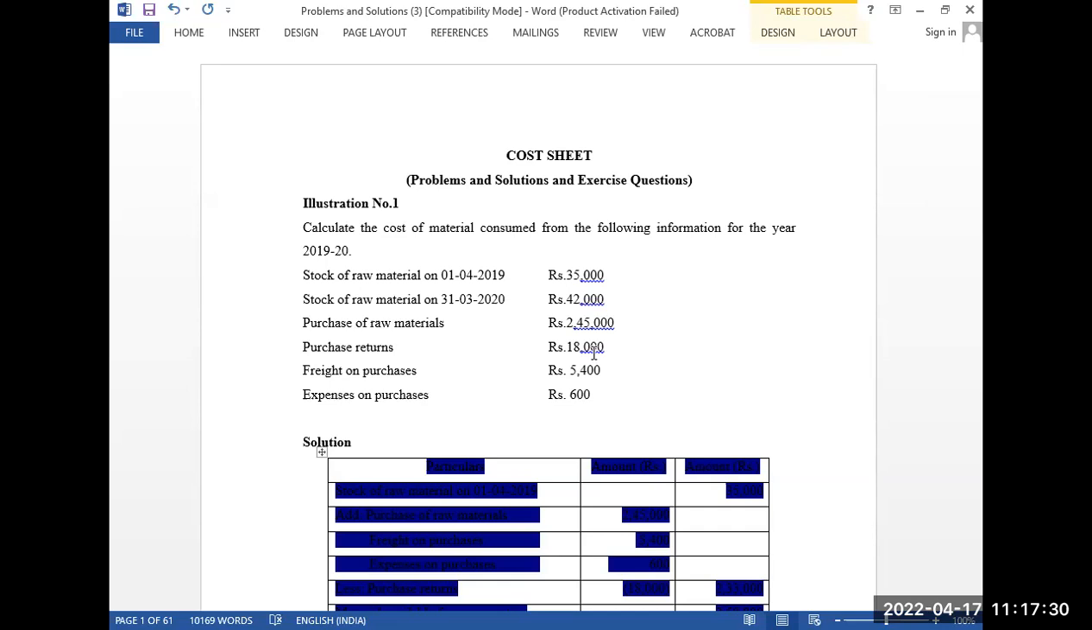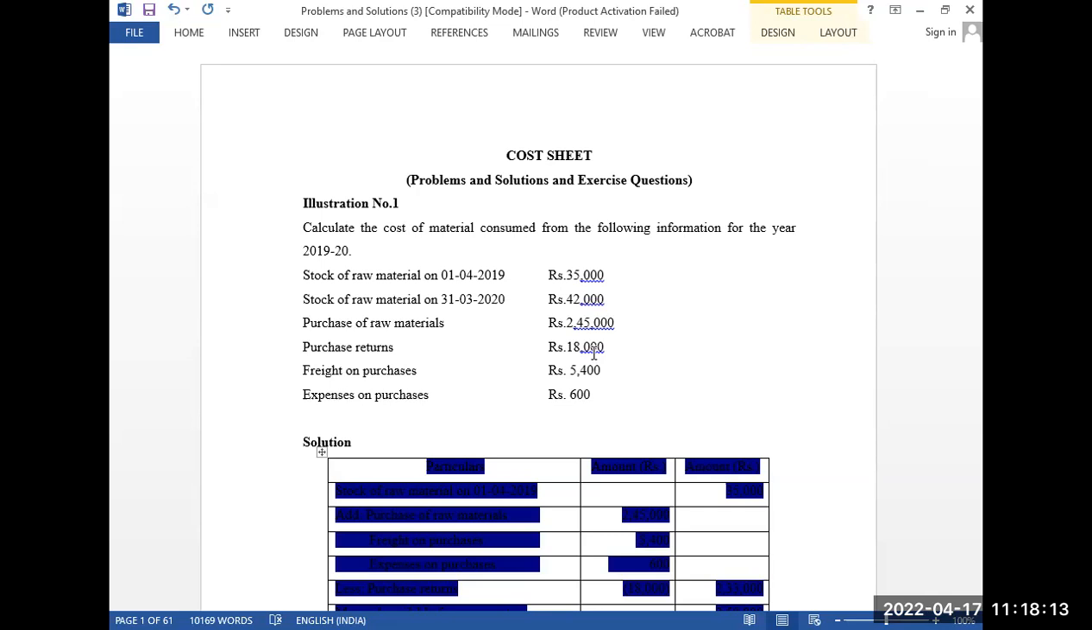Okay, normally material consumed is nothing but opening stock of raw material plus purchase of raw material plus any expenses on purchase minus purchase return minus closing stock of raw material. Okay, that is the logic to find out the materials consumed. With this given figure, try to find out the materials consumed amount.